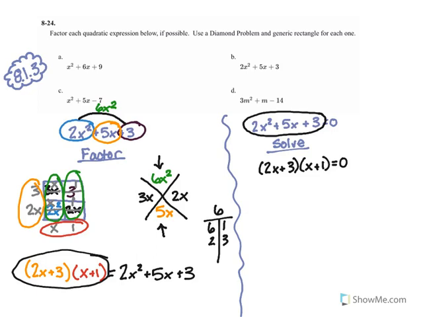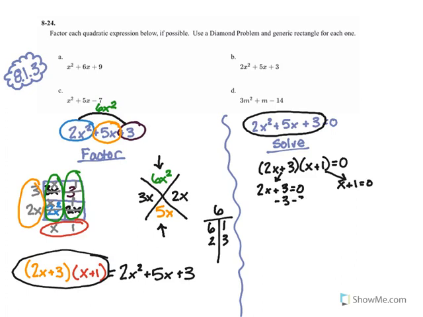So if these two things multiplied together equals 0, that means one of them has to equal 0. So I'm just going to write 2x plus 3 equals 0 and x plus 1 equals 0. I just took each of those pieces because we know one of them has to equal 0 if when they're multiplied they equal 0, right? Now I'm just going to solve that.